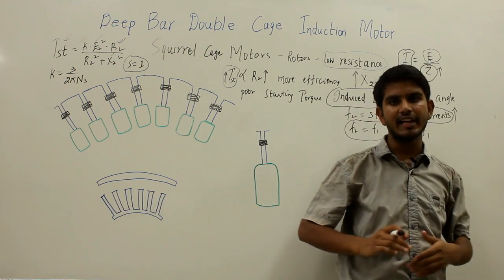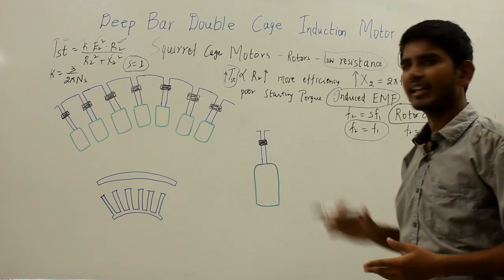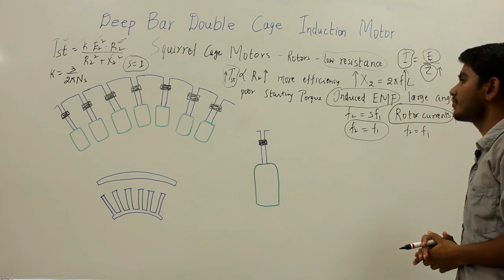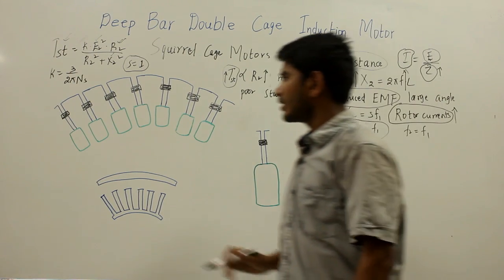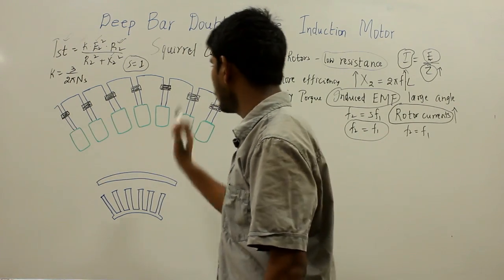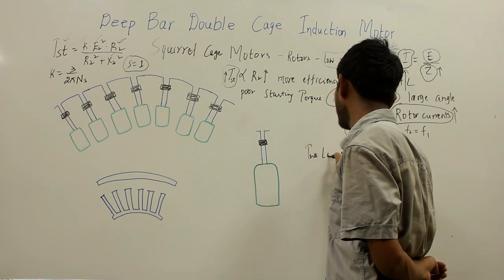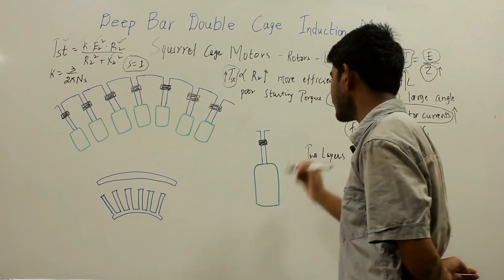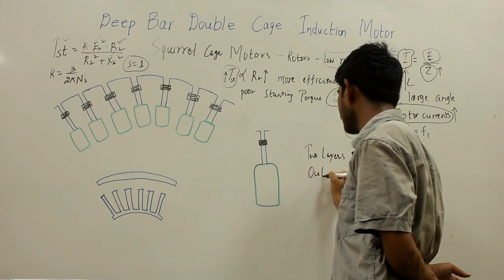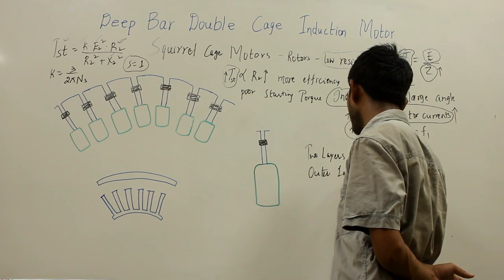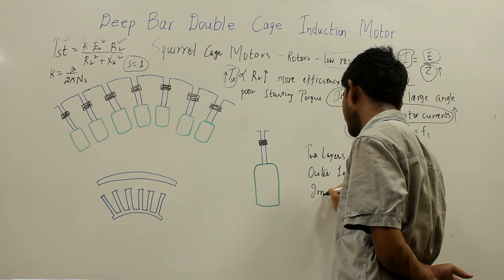And therefore we are going for deep bar double cage induction motors. So let us see the construction of deep bar double cage induction motors. Here it basically has two layers: one is the outer layer and one is the inner layer.